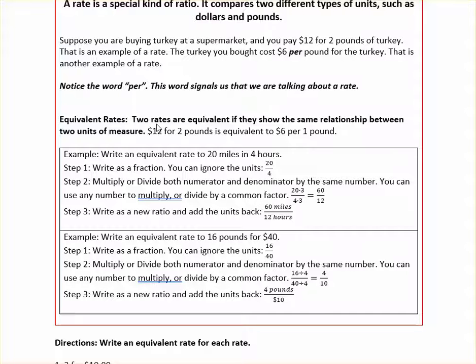Equivalent rates. Two rates are equivalent, equivalent is just a fancy word for equal or the same, if they show the same relationship between two units of measure. So $12 for 2 pounds is equivalent to $6 per 1 pound.